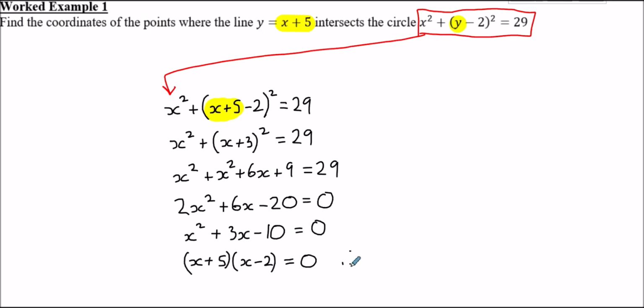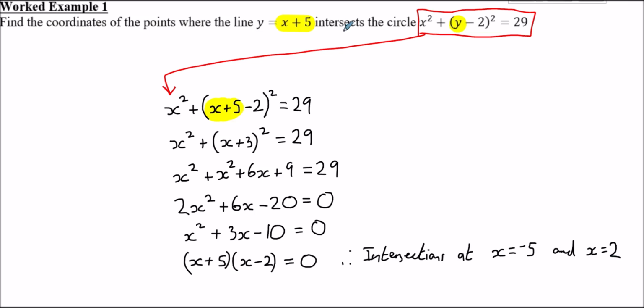So therefore, this line is going to intersect the circle. It's going to be intersections when x is equal to minus 5 from this one, and from the second bracket when x is equal to 2.